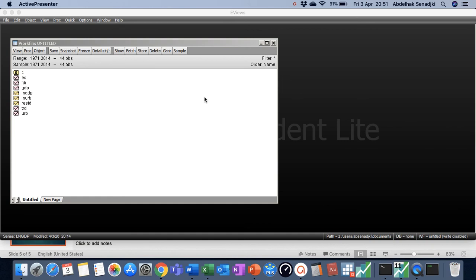So before we start finding the optimum lag, we have to find the M, or what is the maximum order between these two series. So we have ln GDP and ln urban population, that we are going to find the relationship between them.